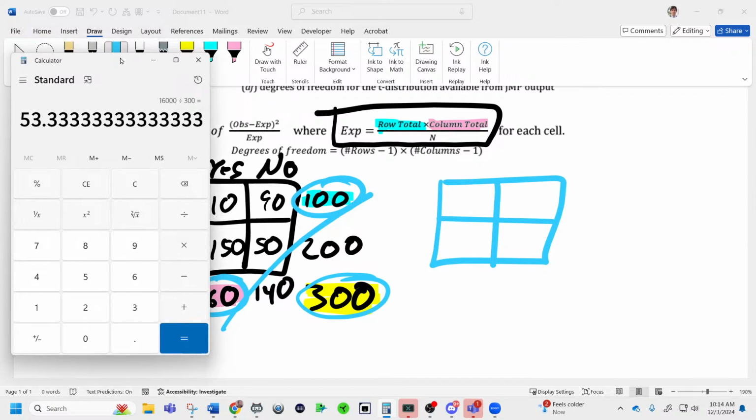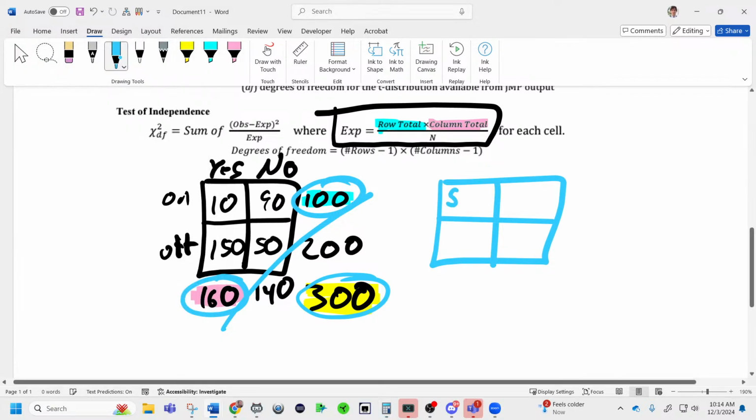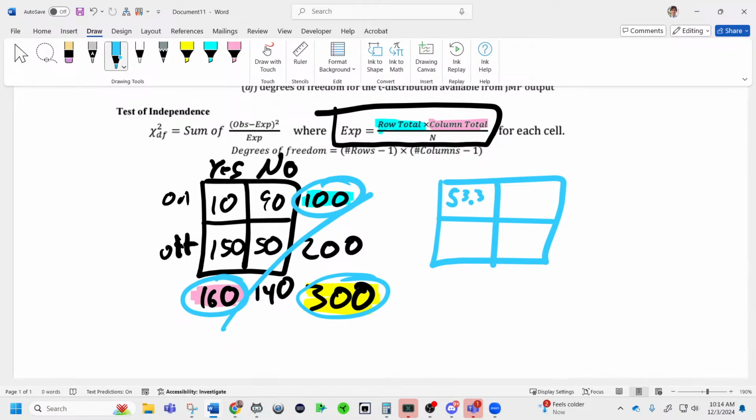Is it 53.333? We'll write 53.3. And what's interesting is that makes this one 46.7. I'll tell you how I know that in a second. And that makes the one below it 106.7, and that makes this one to the right of it 93.7. There we go. Does that make sense, Noel?